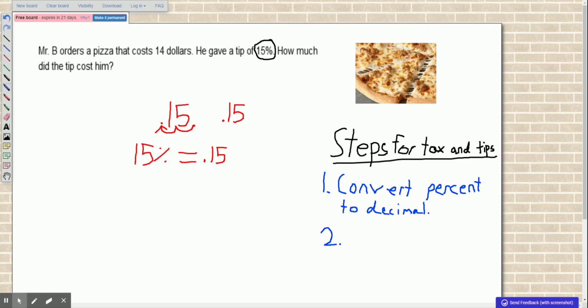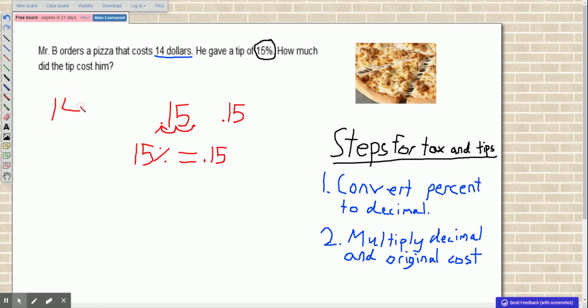So now that we have our percent as a decimal, our second step is to take this decimal and multiply that times our original cost of $14. So we're going to multiply 0.15 times $14. So our second step is to multiply your decimal times your original cost. So we are multiplying $14 times 0.15. So 14 times 0.15.